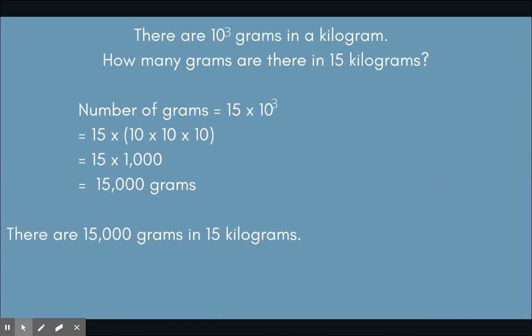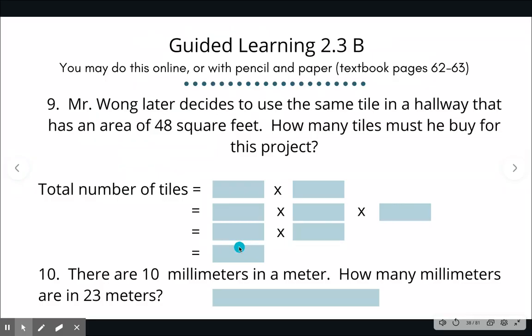Now we'll do one more example. If there are 10 cubed grams in a kilogram, how many grams are there in 15 kilograms? So if the number of grams is 15 times 10 cubed, or 10 with an exponent of 3, we know that that's 15 times 10 times 10 times 10. We also know that 10 times 10 times 10 equals 1,000. So 15 times 1,000 will give us our answer, 15,000 grams. There are 15,000 grams in 15 kilograms.